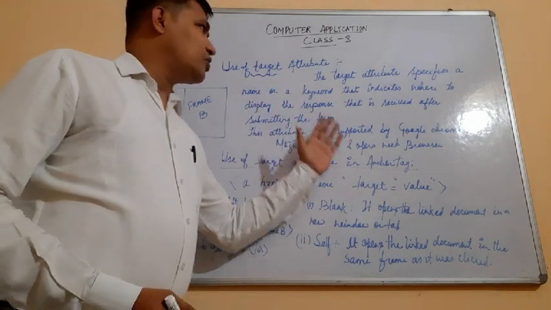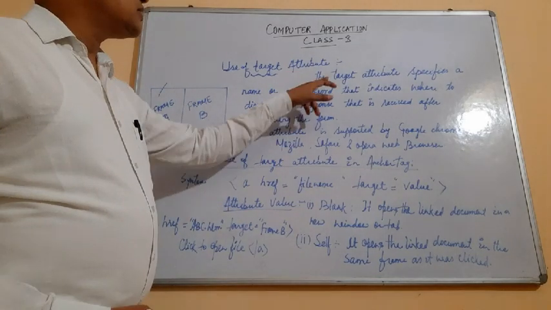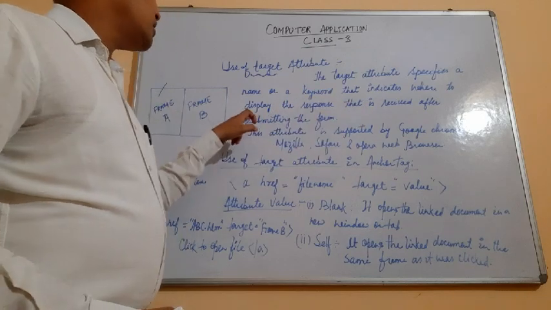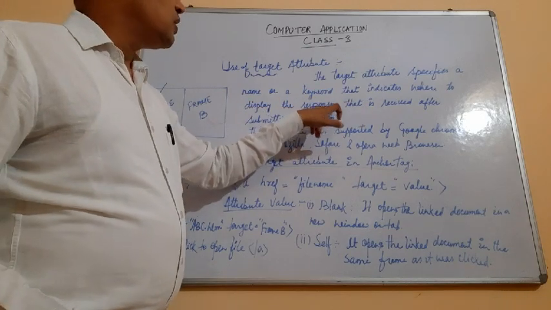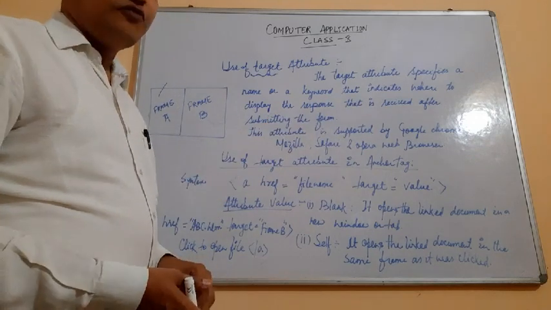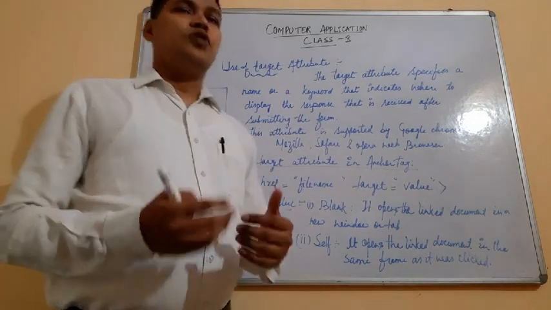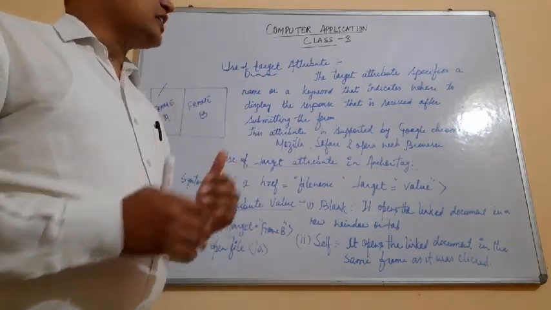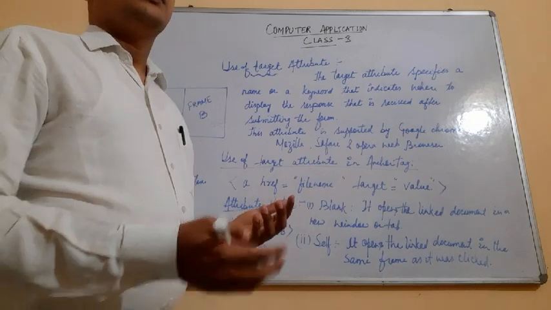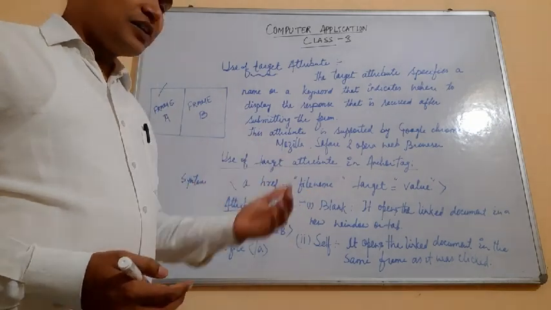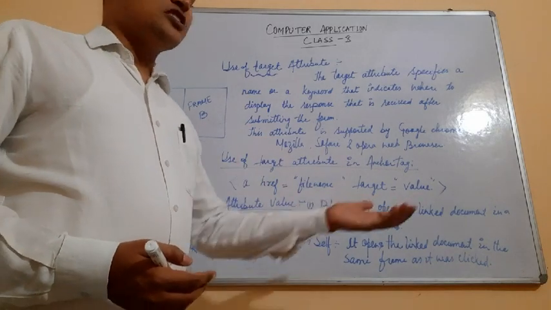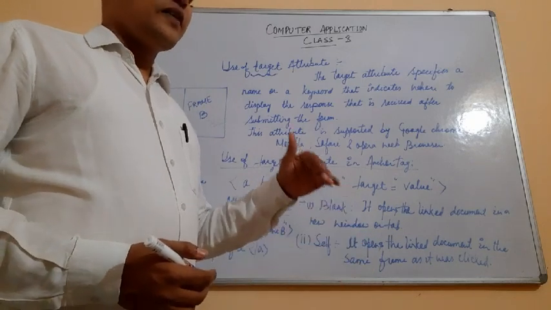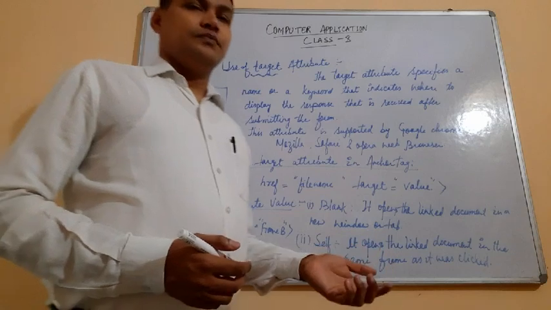Actually, I have written something on the board. I am just reading it out and making you understand. The target attribute specifies a name or a keyword that indicates where to display the response that is received after the submitting of a form. It means that students, whenever you submit a form, you find where the data has to respond. So the target attribute defines the actual response after the submitting of the form, after clicking on the link, or after submitting the form.